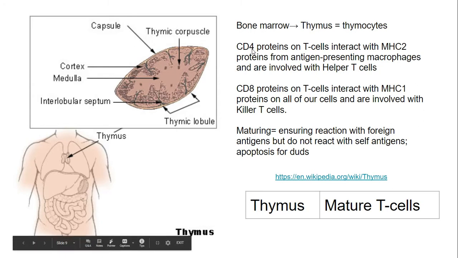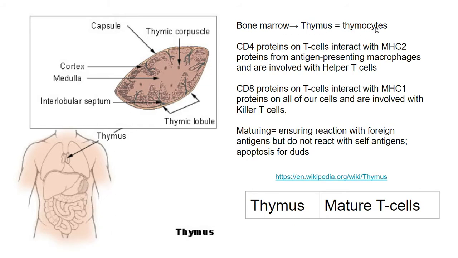So from the bone marrow, some of these lymphocytes go to the thymus, and we call those thymocytes or T cells. Now, our helper T cells have these CD4 proteins on their surface, which interact with the MHC2 proteins, which are presenting peptides that are from macrophages. So helper Ts are specifically designed with the proteins that are on their surface to interact with macrophages.